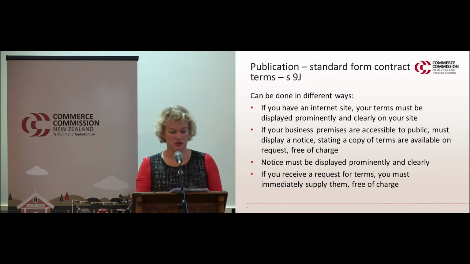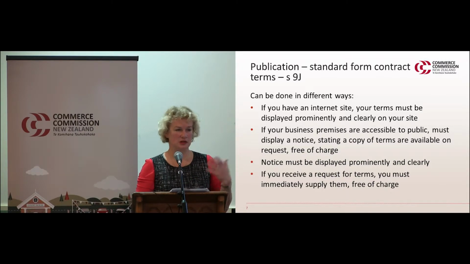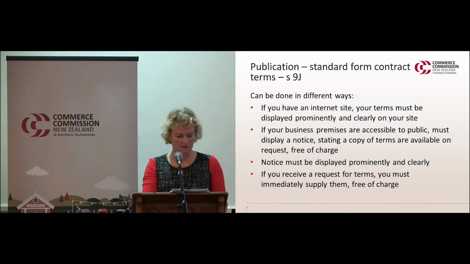So, standing disclosure. These are two important new lender responsibilities to improve transparency for borrowers, which then, as Ben talked about, enables consumers to shop around, compare interest rates, and promote competition in the market. So the first of these two important provisions is to make sure that your standard form contract terms, if you are using standard form contracts, are publicly available.